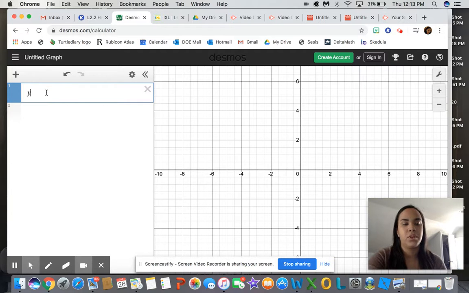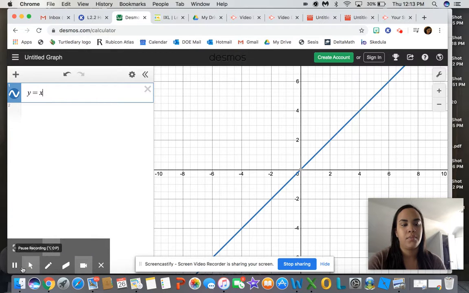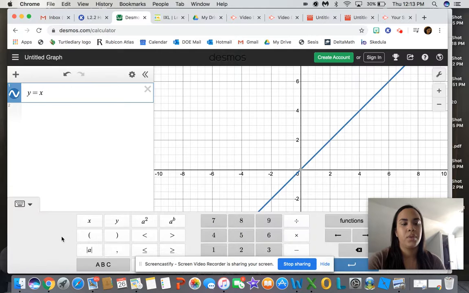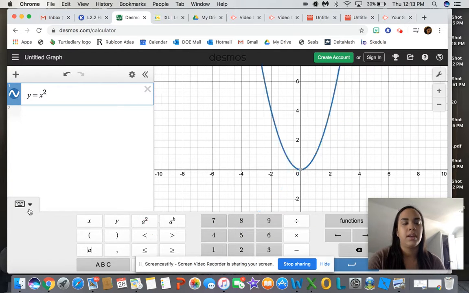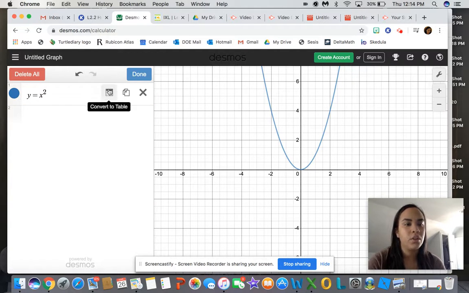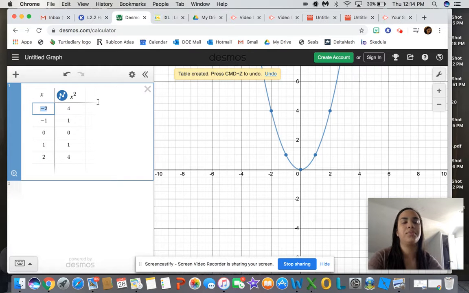You just put the function y equals x squared. So over here, if you look at the bottom where it has the little keyboard, you put the y equals x squared. So over here, this is the x squared function. To look at the table, you press this button over here, and you look at the table. So this is the function, and that's how the parabola looks.